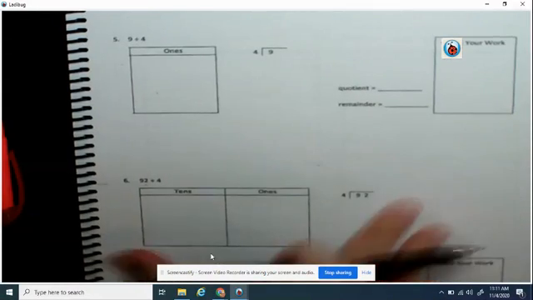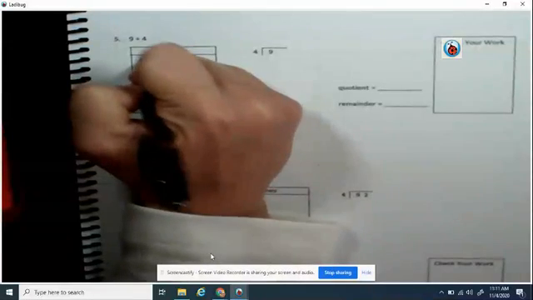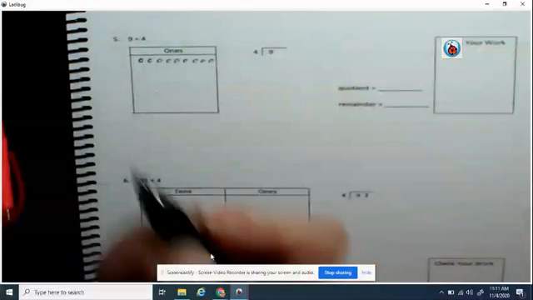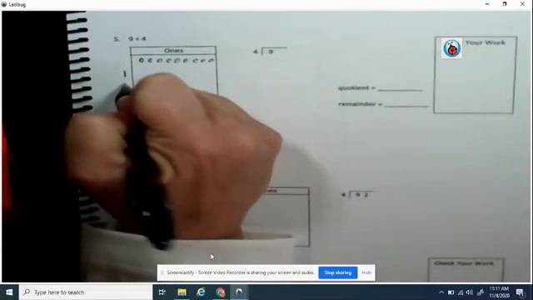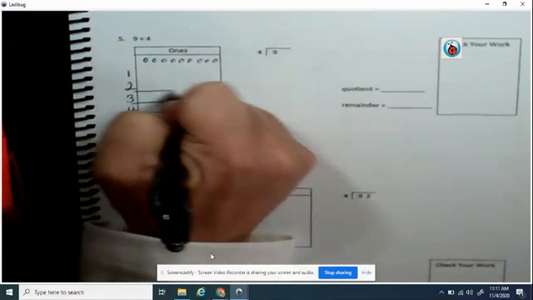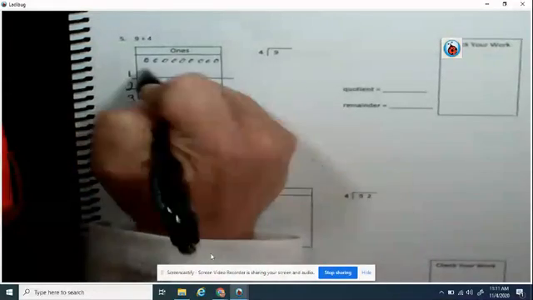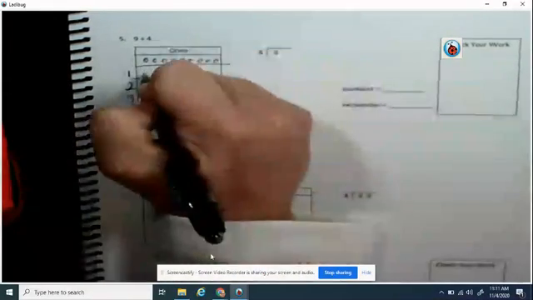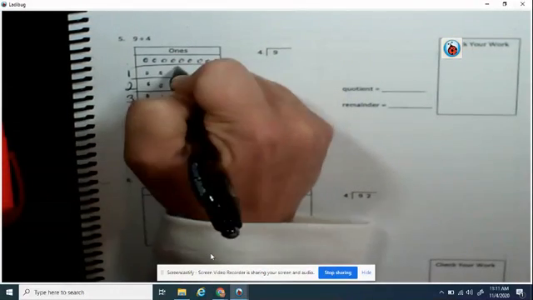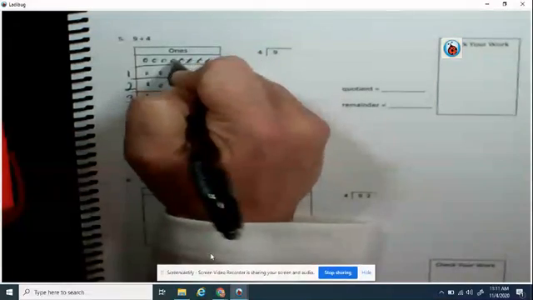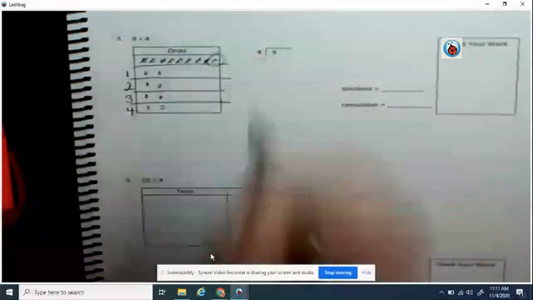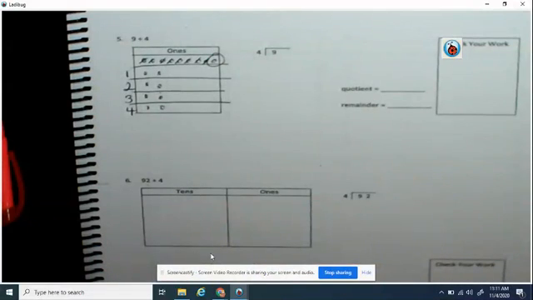All right, 9 divided by 4. So I've got 1, 2, 3, 4, 5, 6, 7, 8, 9. Okay, and we're going to divide this into 4 groups. So 1, 2, 3, 4, 5, 6, 7, 8. Oh, 9. I can't do it. I can only do 8. 9 would leave me 1 right here, so I've got a remainder of 1 right there. 1 left. I can't do another group of 4.